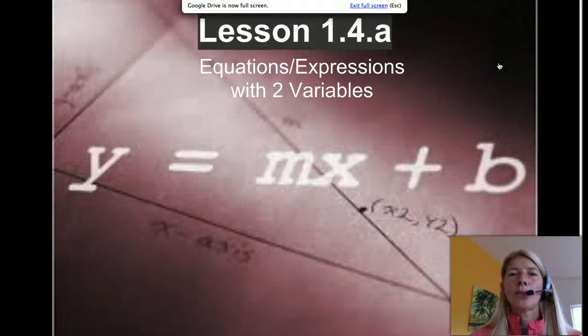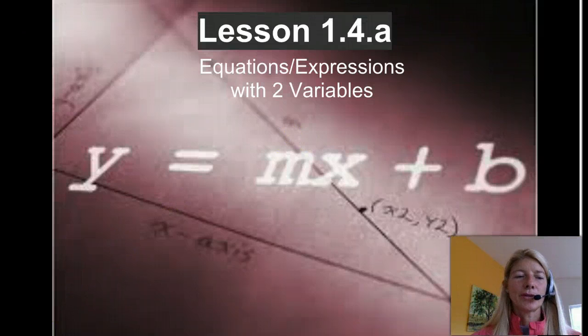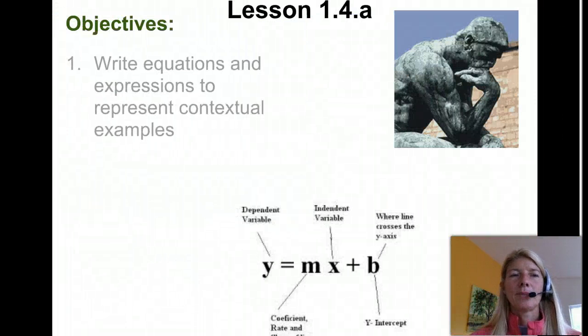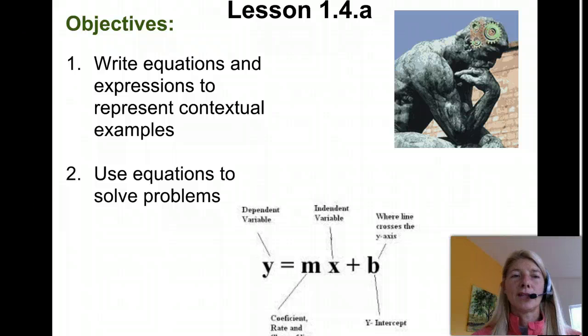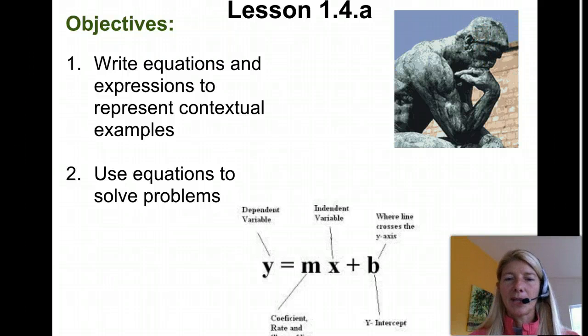This is lesson 1.4a. We're going to be looking at equations and expressions with two variables in contextual situations. Our objectives are to be able to write these equations and expressions, and then we're going to use those to solve some problems. I want to direct your attention to y equals mx plus b. This is a linear equation, but it's also an equation with two variables. Our variables are x and y.